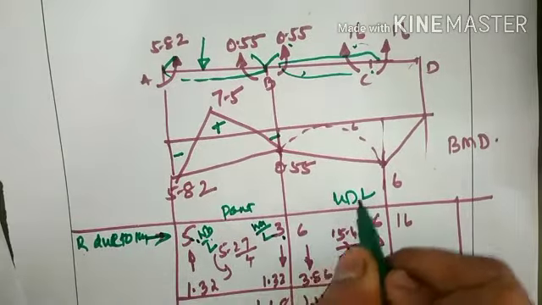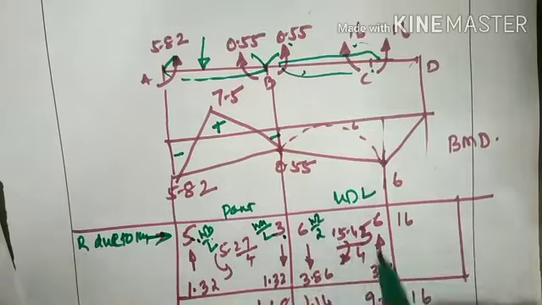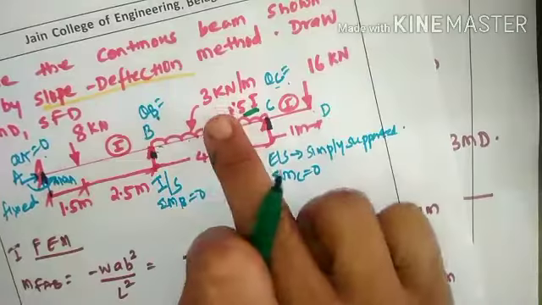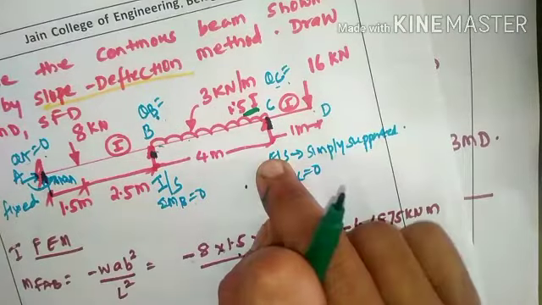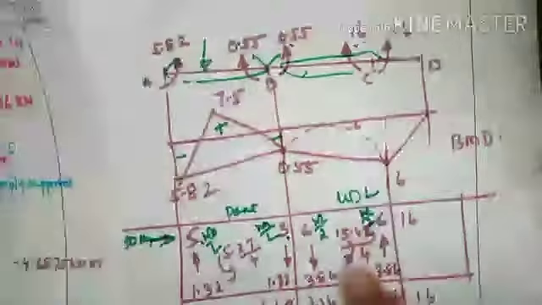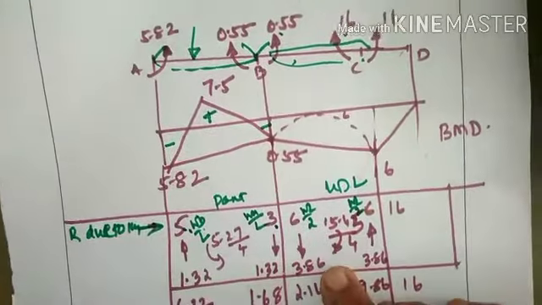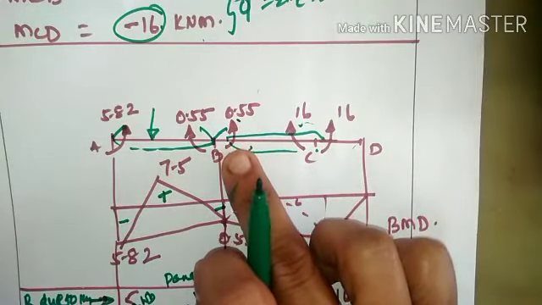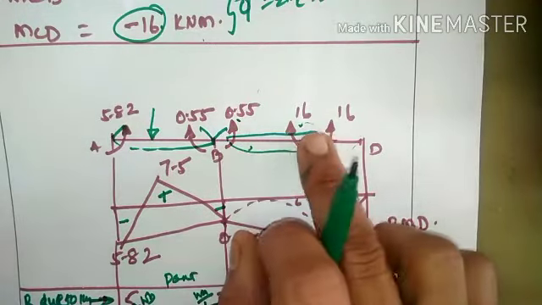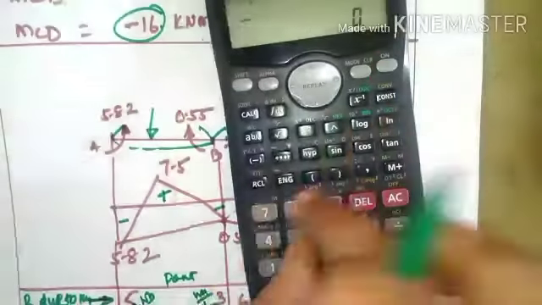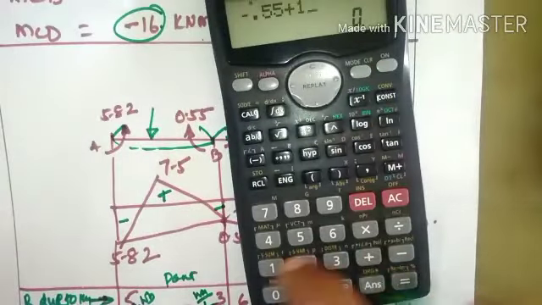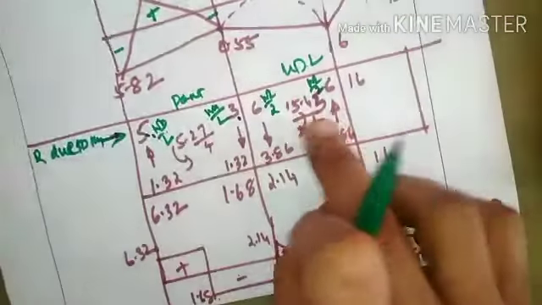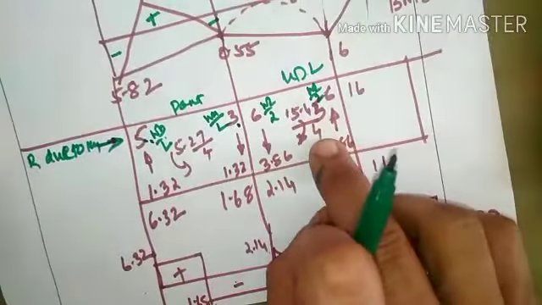Now here it is the reaction due to UDL. Since it is symmetrically placed, it is WL by 2, WL by 2. The magnitude of the UDL is 3, so 3 into 4 is 12, divided by 2 is 6, and 6 on either side. The magnitude of the moment, if you check back here, is 0.55, in the anti-clockwise direction. 16 is clockwise. So 0.55 plus 16 is 15.45, divided by the span of 4 meters.